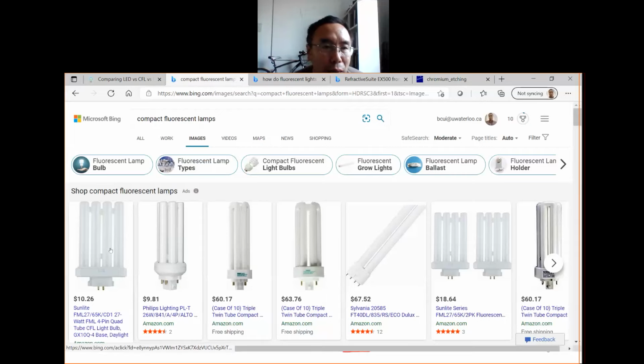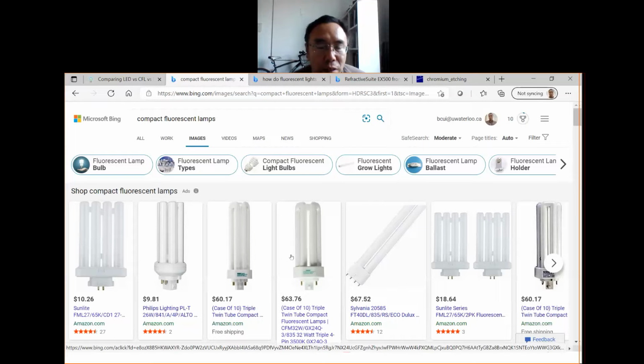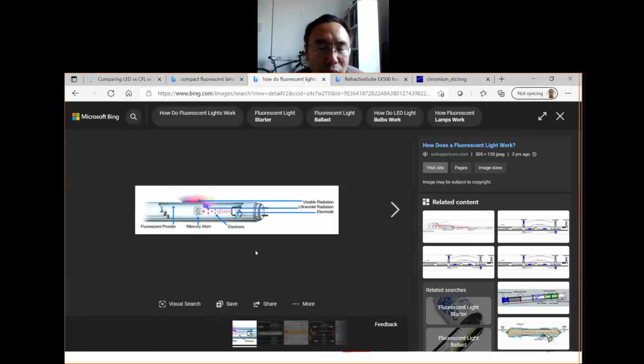So this kind of lighting here, but they are not so popular nowadays. It used to be a much more popular light. This one is also made by the mercury arc. So if you look at here, I think this one. Yeah, this is the principle of this compact fluorescent lamp.